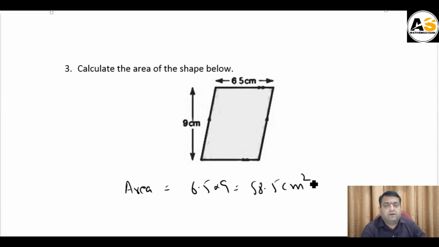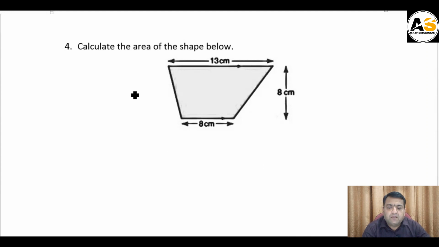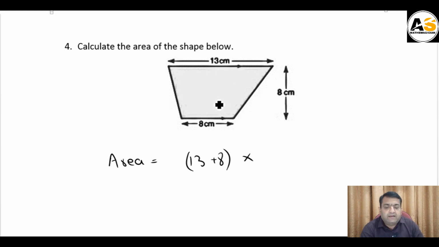Centimeter square. I hope this is clear. Our next question. We have to calculate the area of this shape. These two sides are parallel given over here. So area of trapezium is, this is a trapezium, area of trapezium is sum of two parallel sides multiplied by distance between these two parallel sides, which is 8, divided by 2.